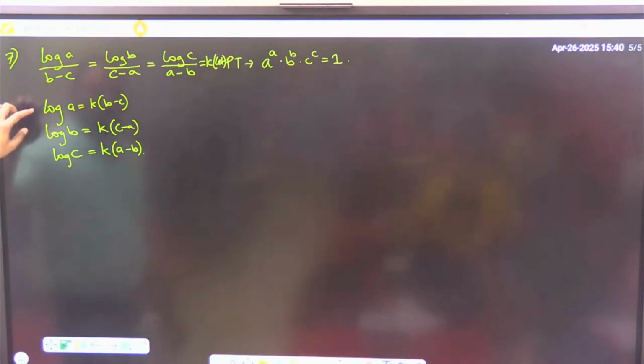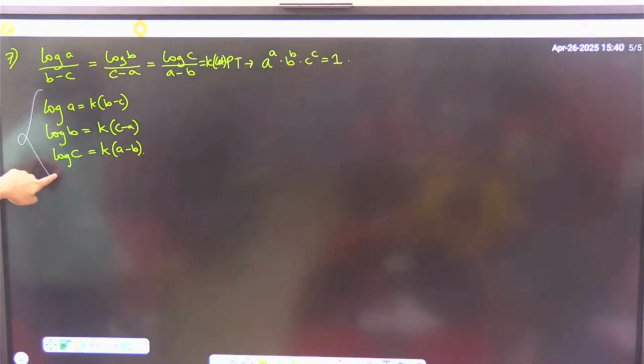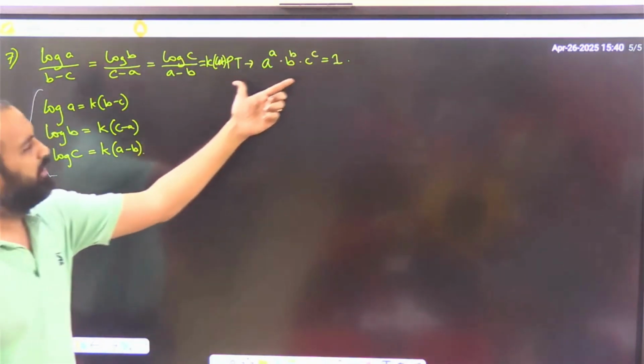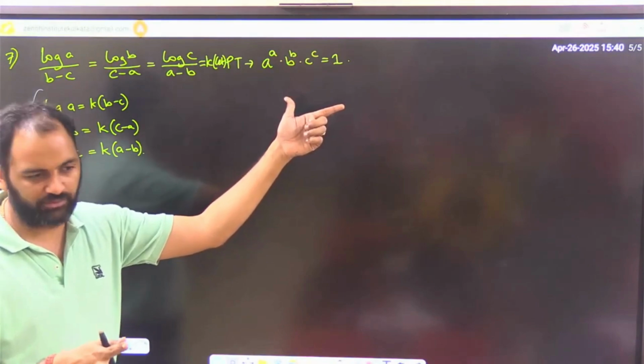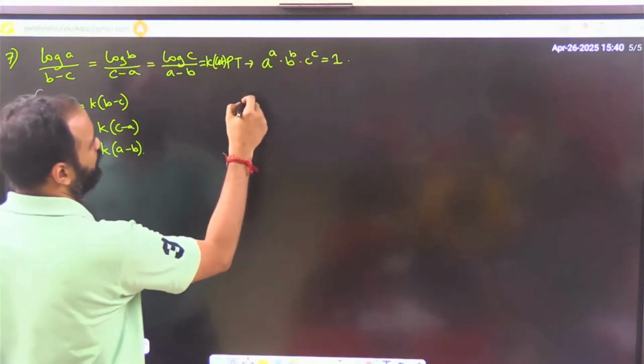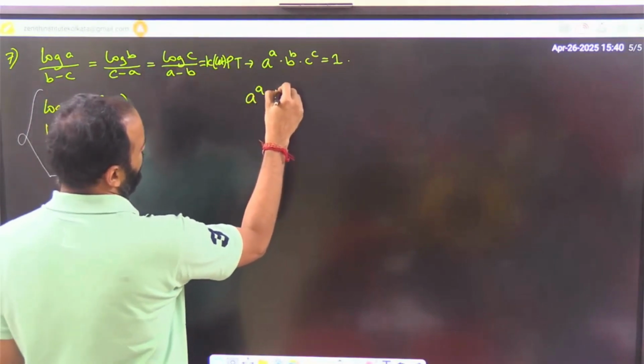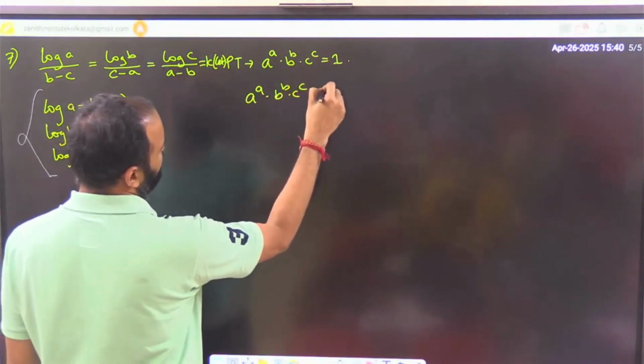So in order to be able to use the set of values that we have over here, we make a slight change in the expression that we want to prove. What are we required to prove? A to the power A, B to the power B, C to the power C is equal to 1.